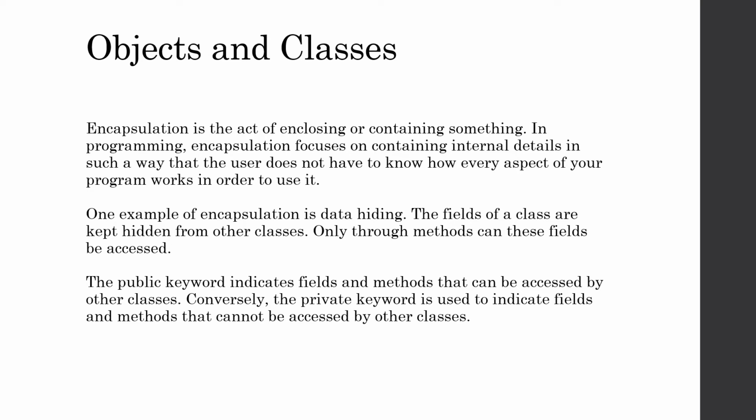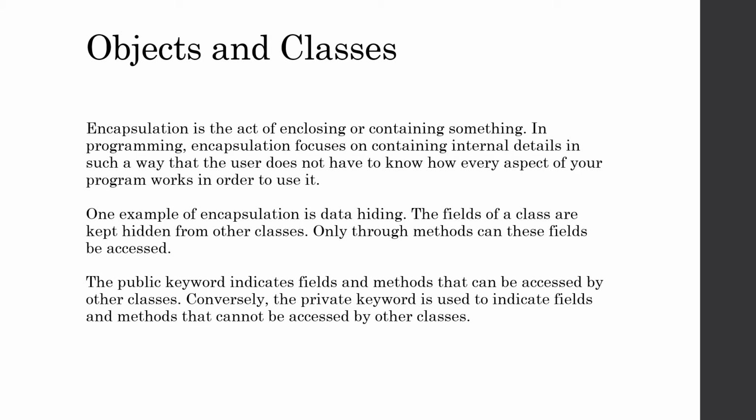So, a couple of different examples. The first one we'll look at is what is known as data hiding. This is to say that the fields of a class are kept hidden from other classes, and only through methods can these fields be accessed. And eventually, when we go about implementing our own custom class, we're going to be making use of a few keywords to do this.